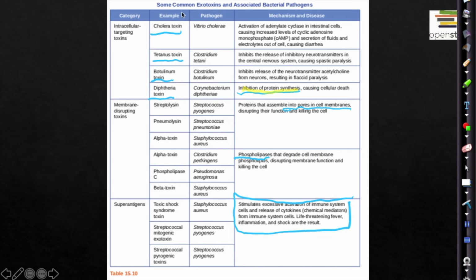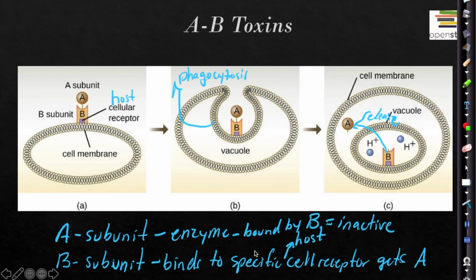Okay, so exotoxins and the pathogens, you need to know the ones we talk about specifically, and the ones we talk about specifically I'll get to in a second here. So AB toxins, you have to know that the B subunit allows for that toxin to get into the host cell, and the A subunit is an enzyme. So when the A is bound to the B as shown here, that enzyme is inactive, but once inside the cell, the B releases the A subunit, and that allows the A subunit to become active.